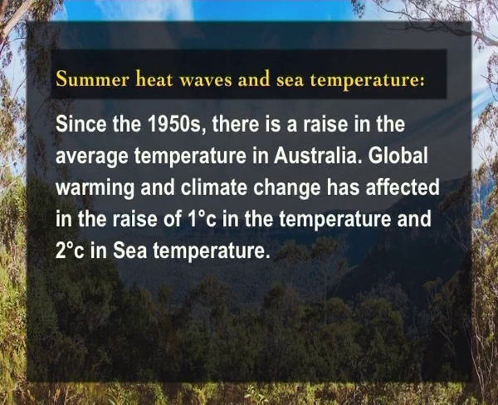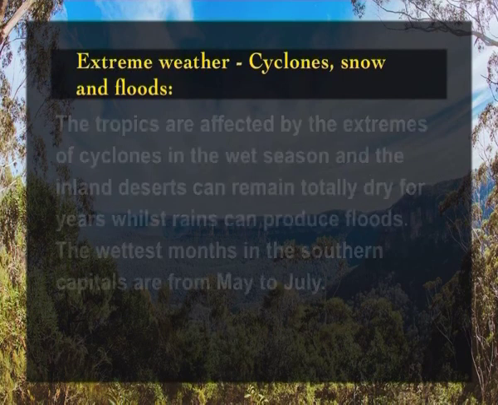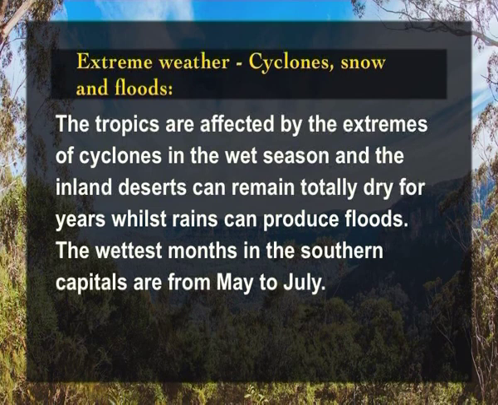Summer heat waves and sea temperature. Since the 1950s, there has been a rise in the average temperature in Australia. Global warming and climate change have contributed to a rise of 1 degree Celsius in temperature and 2 degrees Celsius in sea temperature. Extreme weather, cyclones, snow and floods. The tropics are affected by the extremes of cyclones in the wet season, and the inland deserts can remain totally dry for years whilst rains can produce floods.